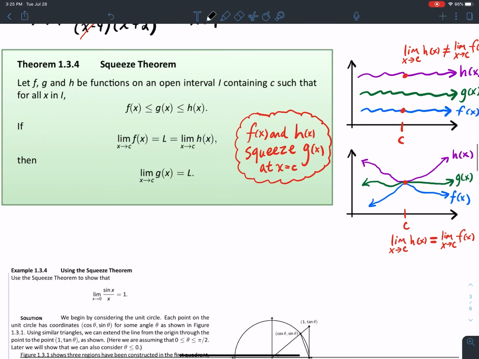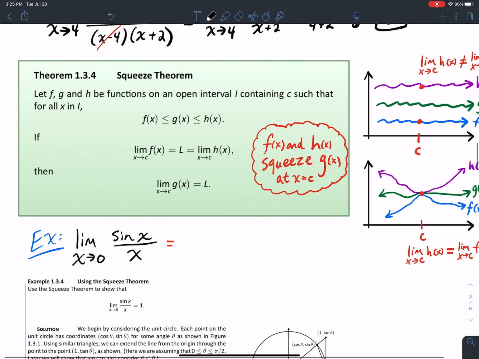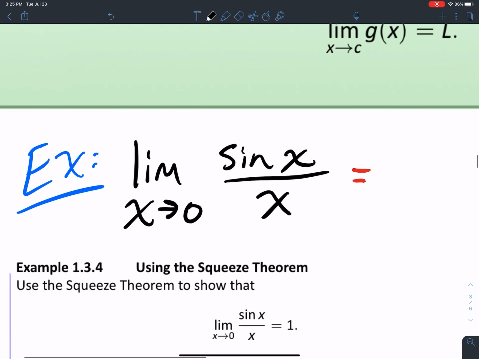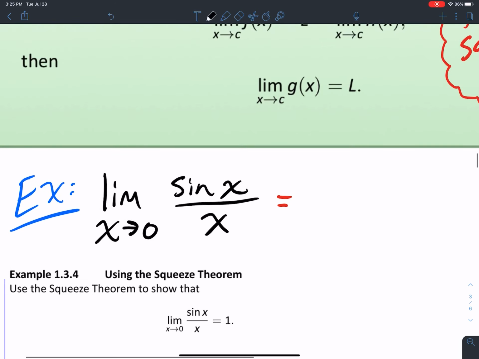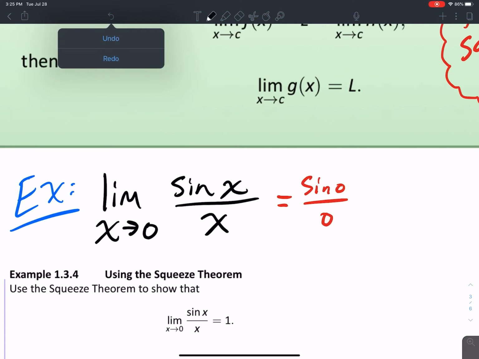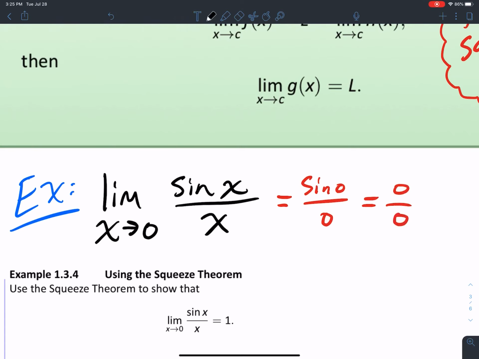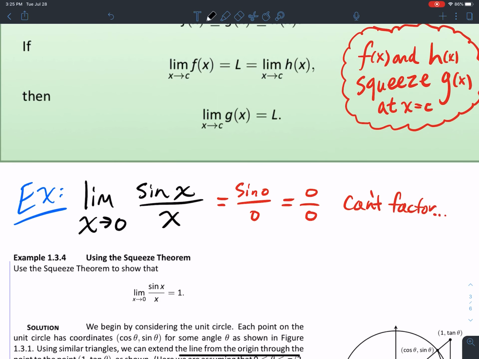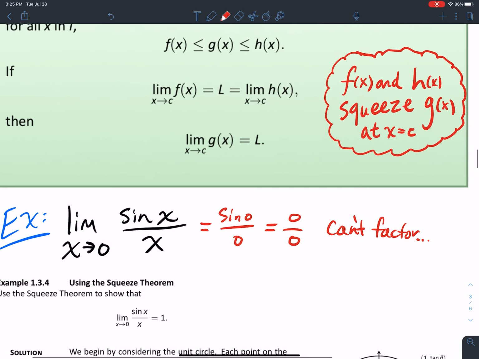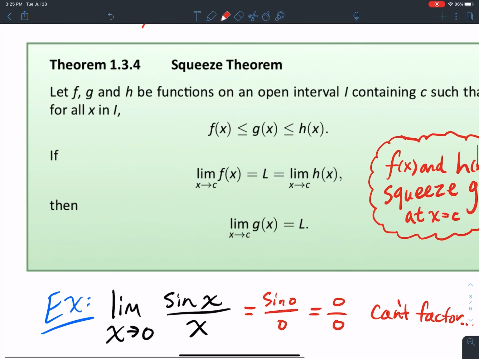So the next one is the limit as x goes to 0 of sine x over x. So if I plug in 0, I get sine of 0 over 0, which happens to be 0 over 0. That's indeterminate. The problem here is there are no factors in common between sine x and x, right? So I can't just factor it. So I've got to be able to use the squeeze theorem, since that's what I just came up with, right?